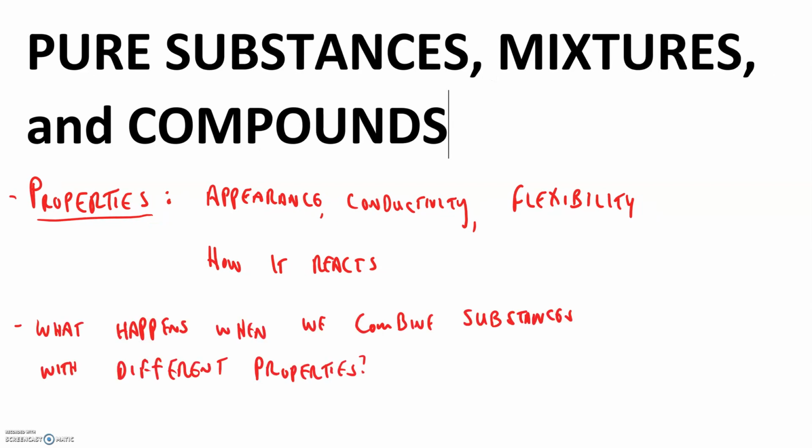And today, what we want to ask is, what happens when we combine substances with different properties? Now, we're not talking about reactions. We're not discussing reactions yet. And that'll be something that we will discuss at another point. But today, we're just going to be looking at a relationship between substances with different properties and what happens when we combine them. So welcome to Pure Substances, Mixtures, and Compounds.